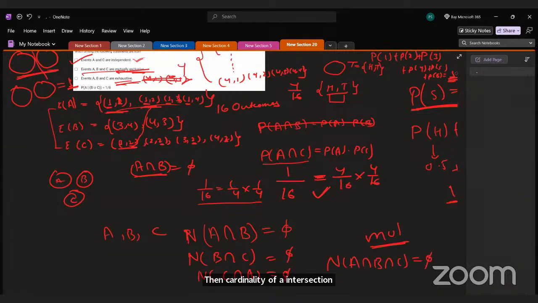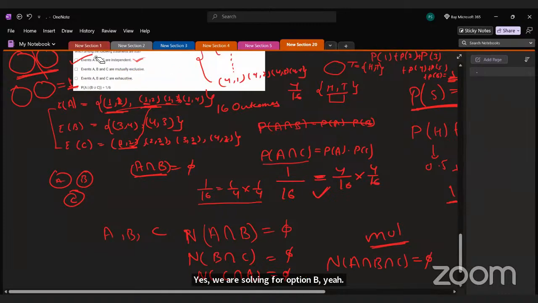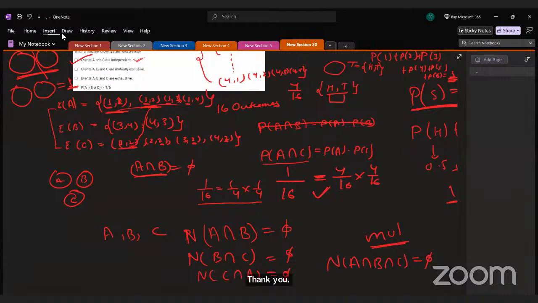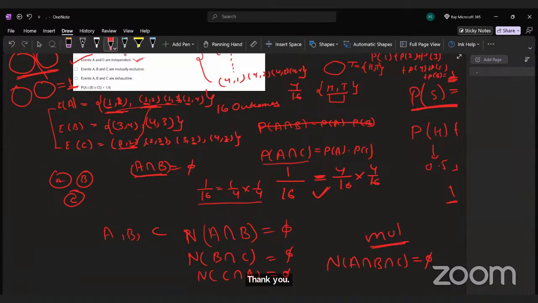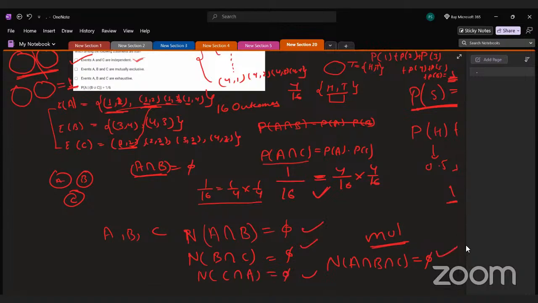We are solving for option B now; we did option A. If it satisfies all of these conditions, then only option B will be correct. Obviously A intersection C is not null, the probability is 1 by 16, so it's not satisfying. That's why I'm saying if it satisfies all these conditions, then this will be correct.